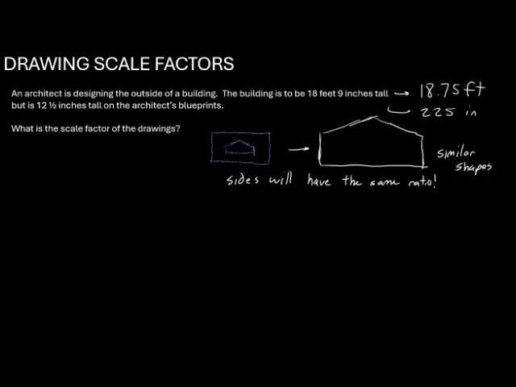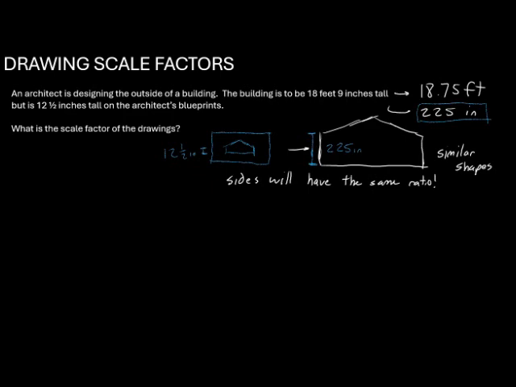We found previously that the height of the actual building will be either 225 inches or 18.75 feet if you want to express it in feet. I'm going to use the 225 inches. We'll write that as the height of our building, and I'll mark it here with this line. However, on the blueprints, the size of that side is much smaller, of course, because it has to fit on the paper. That's 12 and 1/2 inches tall. However, since the shapes are similar, we can find a ratio between those sides.